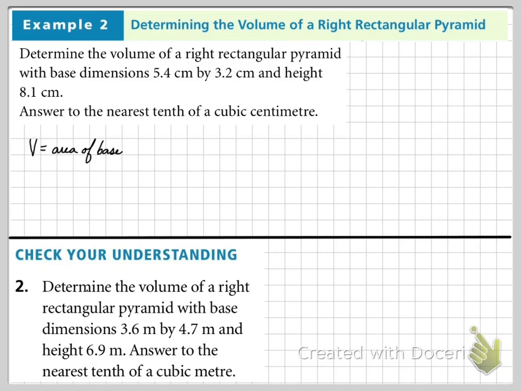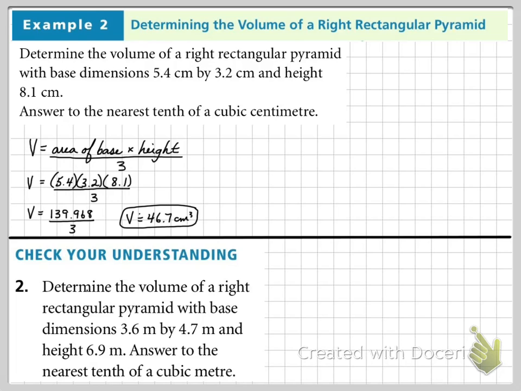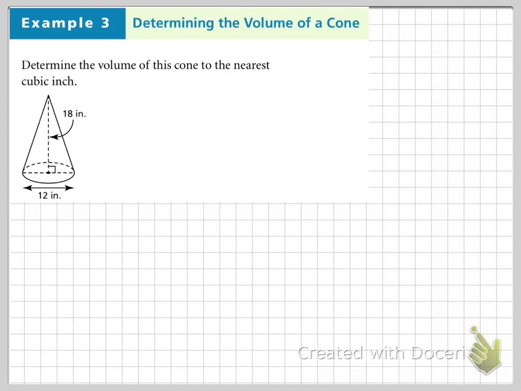So what we're going to say is the area of the base times the height divided by 3 for our pyramid. So the volume has got to be 5.4 times 3.2, times the height, which is 8.1, all divided by 3. Simply put that in your calculator and you're going to get 139.968 divided by 3, or approximately 46.7 cubic centimeters.